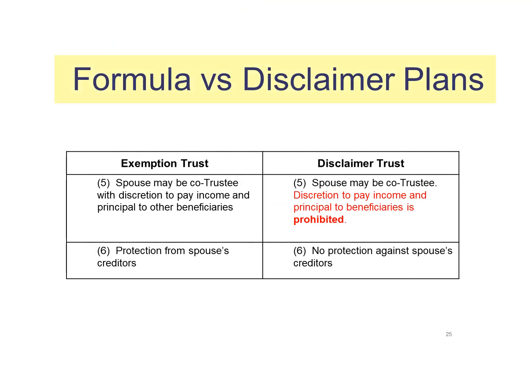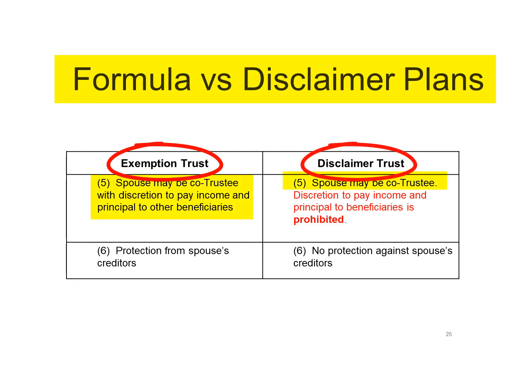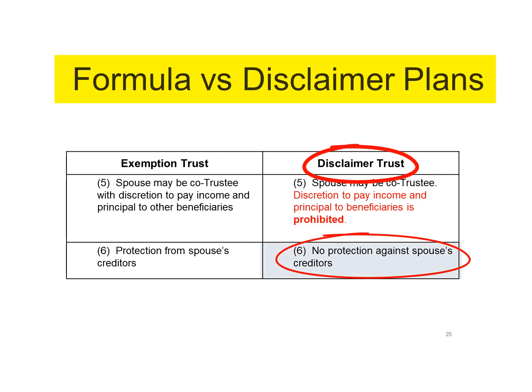Also, when it comes to the formula type exemption trust, the spouse can be a co-trustee. That's true also of the disclaimer trust, but if the surviving spouse is serving as trustee of the disclaimer trust, the surviving spouse cannot participate in any decisions to pay income and principal to any other trust beneficiary. And a little earlier we talked about how the disclaimer trust does not protect assets from the claims of the surviving spouse's creditors. On the other hand, the formula exemption trust can provide creditor protection.